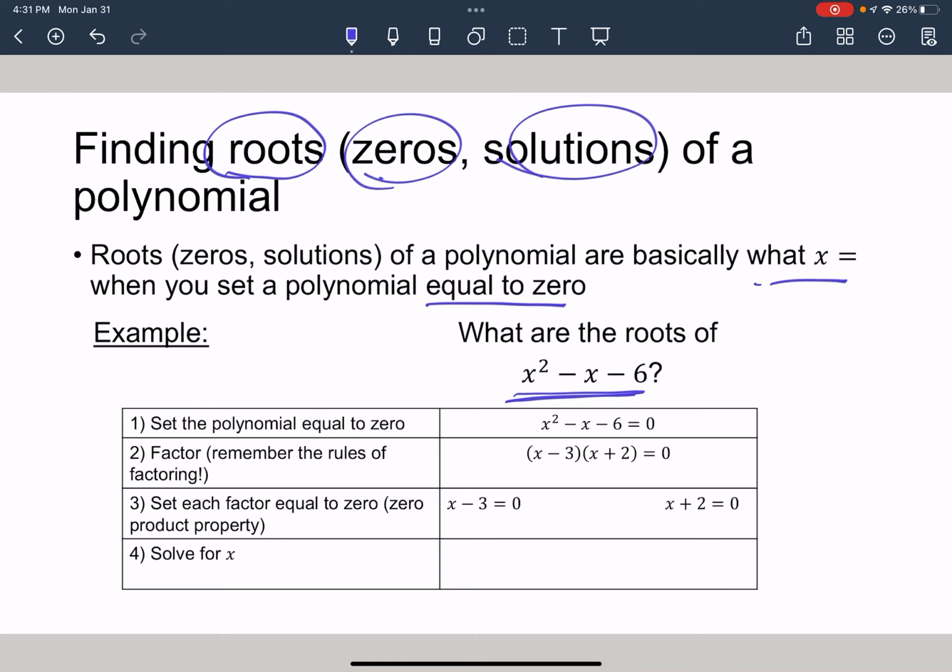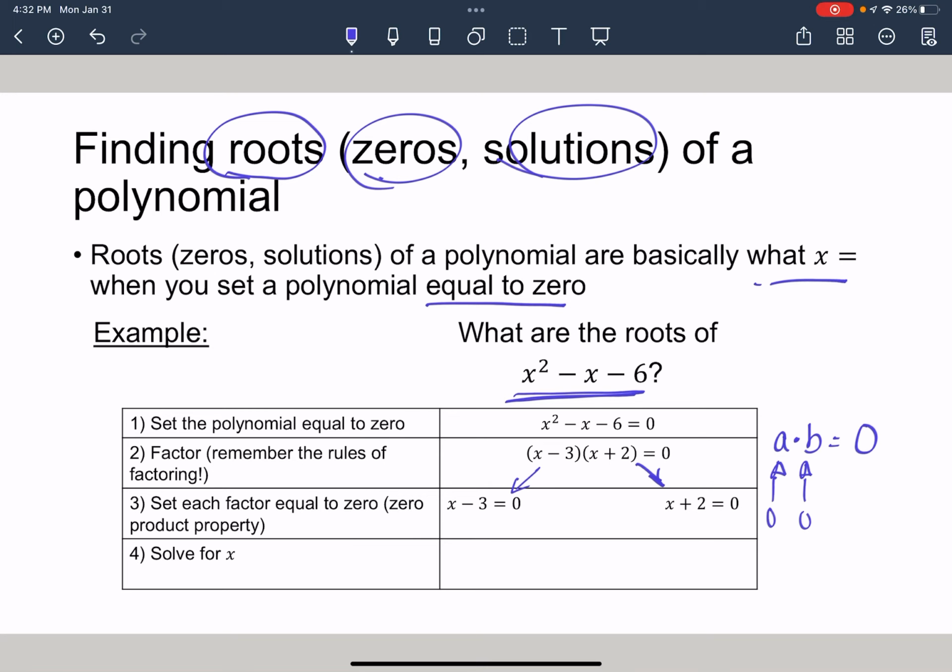You remember the factors of this are x minus 3 and x plus 2. What we use here is something called the zero product property. The zero product property tells me that if I multiply two things and that equals 0, then either one of them has to equal 0. Let's think about this for a second. The only way to multiply two numbers and get 0 is if one of them is 0. That's what this property is telling you. So I have x minus 3 times x plus 2 equals 0, which means that either x minus 3 equals 0 or x plus 2 equals 0.